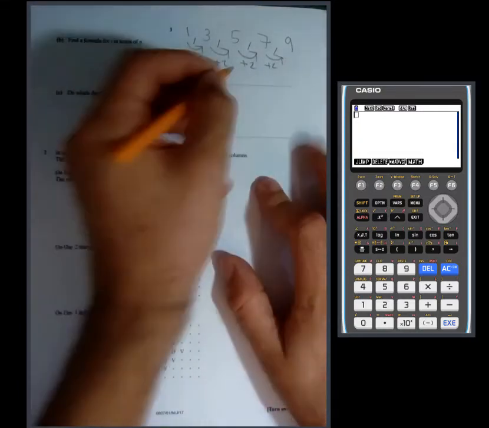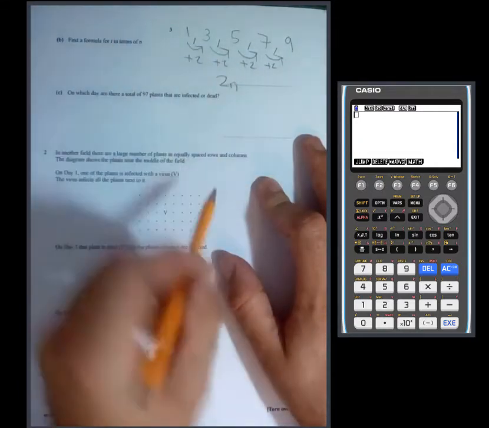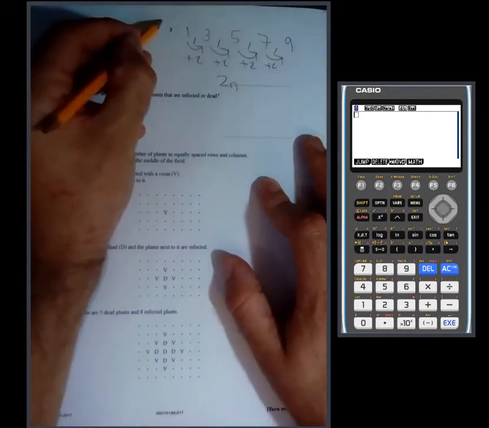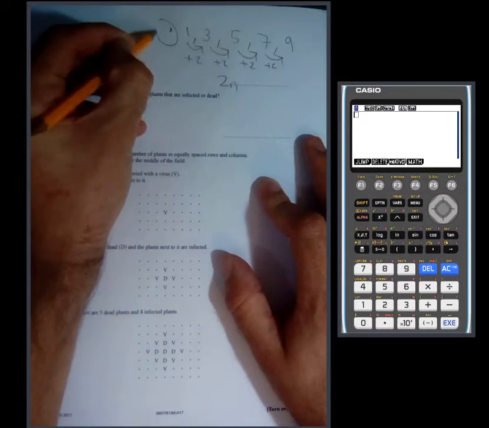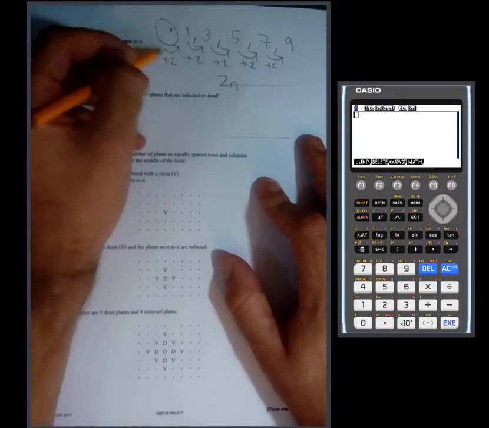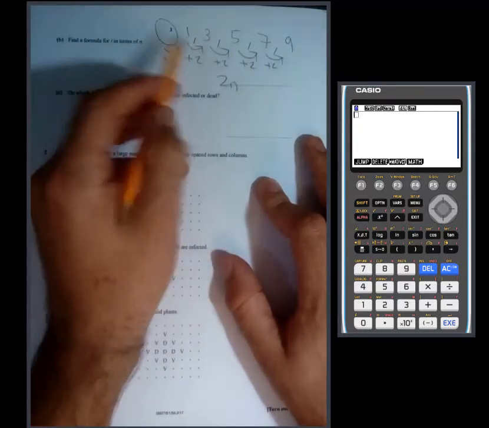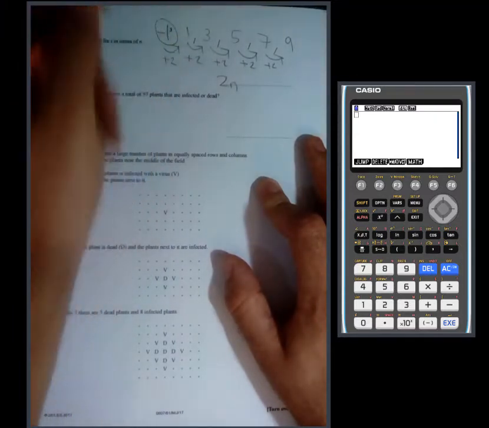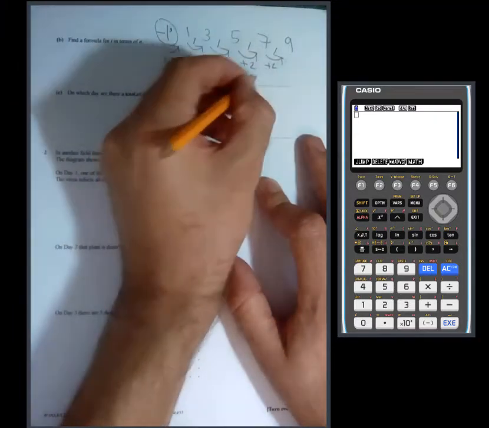That the +2 means 2n, and then the other bit, it's basically if n was 0, what would this be? So what would this number be that you add 2 to in order to get 1? Well, you could either just take away 2 from 1, which would get you -1, or you could think, well, what would that number be? And it would still be -1. So the nth term is 2n minus 1.